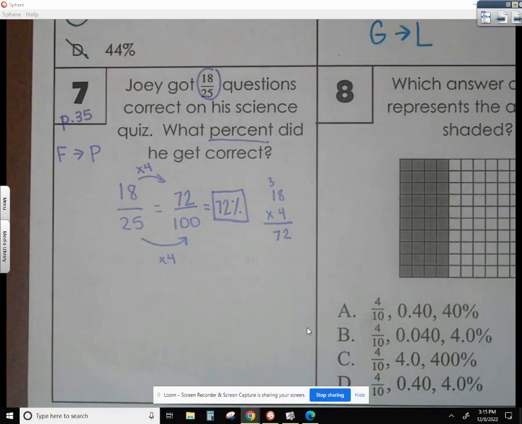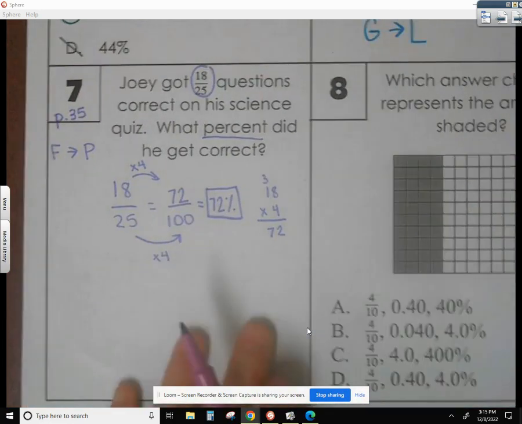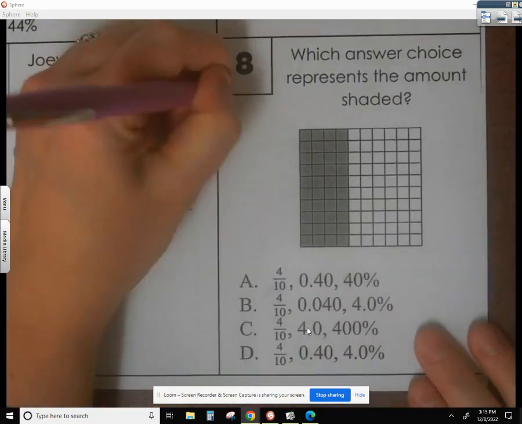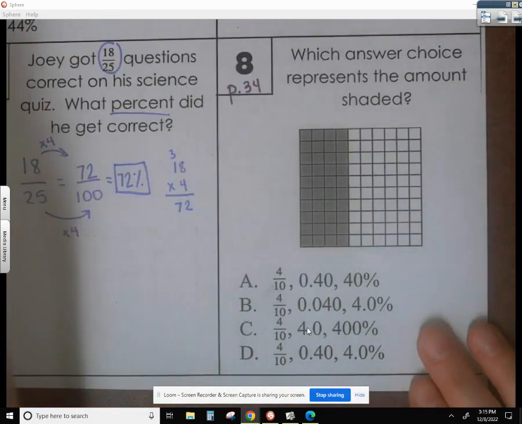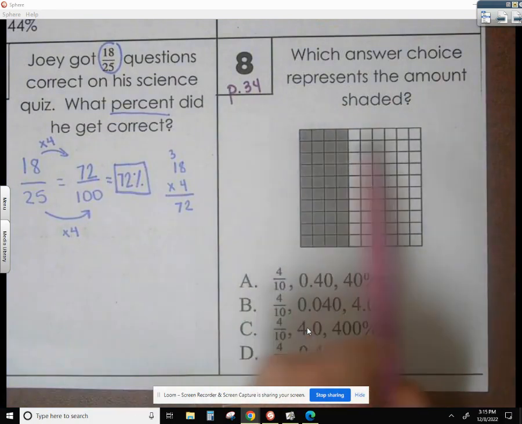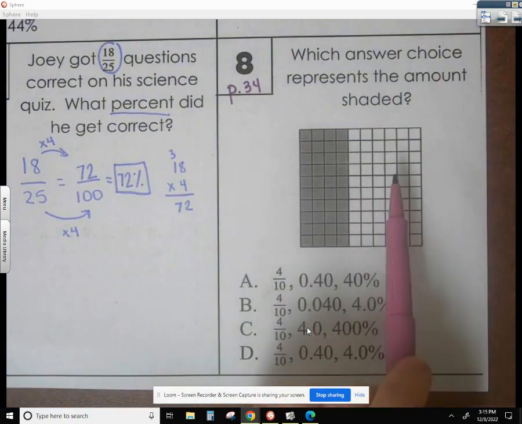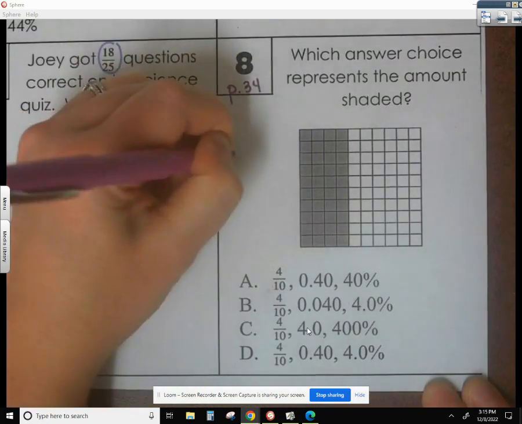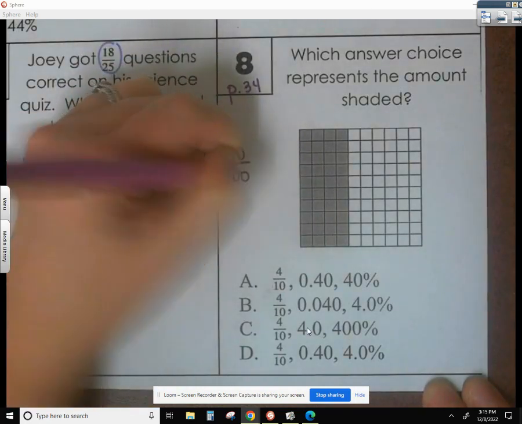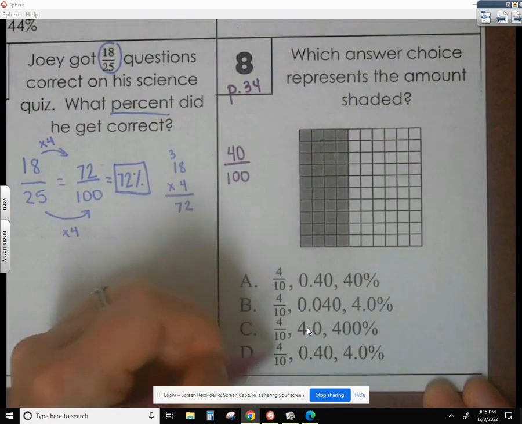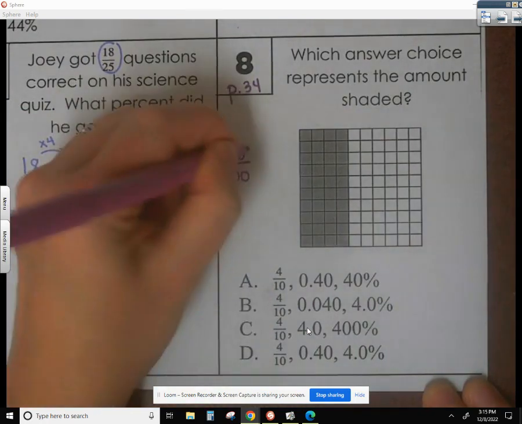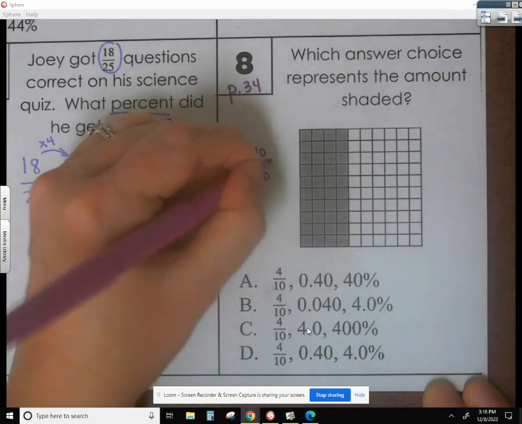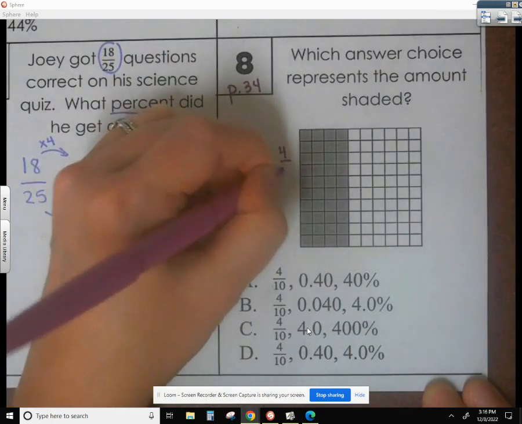Okay, we are almost done. One more problem. Which answer choice represents the amount shaded? So this is on page 34. There are 100 squares altogether on this grid, and 40 of them are shaded. So we've got 40 shaded out of 100. You'll notice that none of the fractions say 40 out of 100, but this can be simplified. These end in zeros, they can be divided by 10. That's going to give me 4/10.